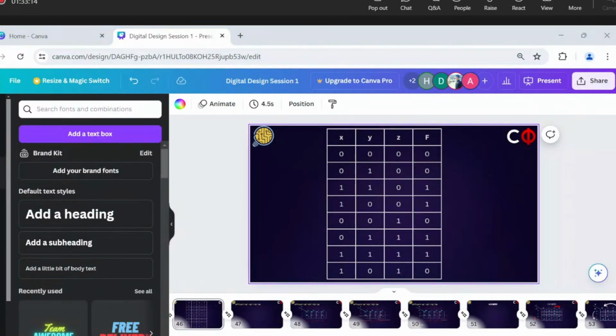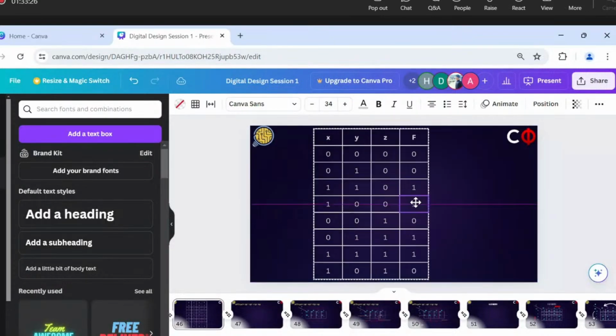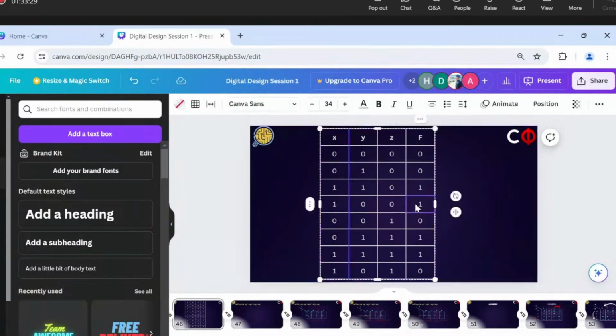X, Y, Z. X, Y, Z is also there, that's correct. But I'm talking about this column, the one which I've highlighted, right? The one here. What is the term corresponding to that column? X, Y prime, Z prime. That's wonderful. Oh, you've given me the whole function: X, Y, Z prime plus X, Y prime, Z prime plus X prime, Y, Z plus X, Y, Z. That's wonderful. Thank you for the answer.